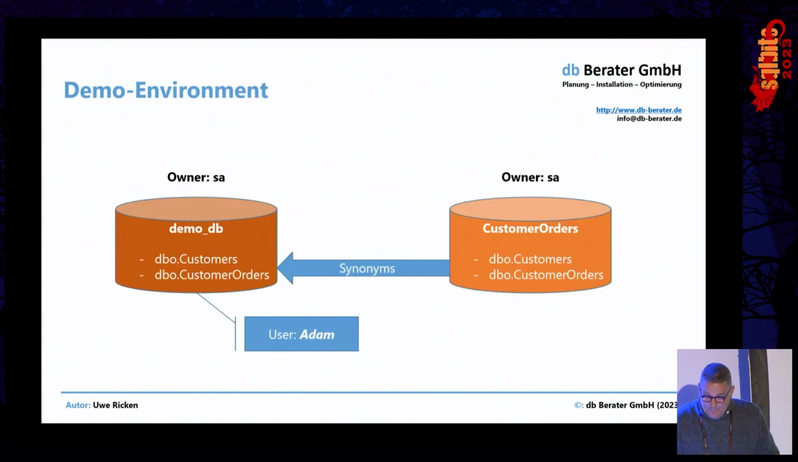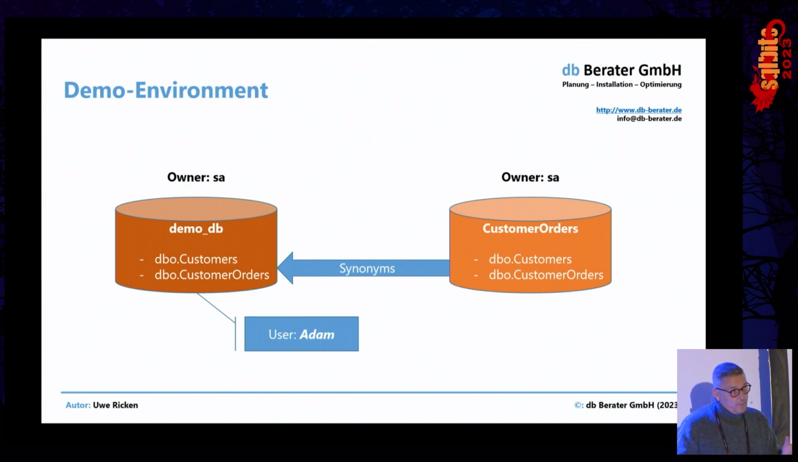Before we start, this is my scenario. I have two databases. One is the demo database, one is the customer orders database. What I will show in all my demonstrations is the following. The demo database is the database where the user, called Adam, has access. Inside the database, I have two synonyms. The reason is I'm quite lazy about typing all the time customerorders.dbo.customers. So why not use synonyms which address the objects in the second database, the customer orders database. The synonyms get accessed by the user Adam.